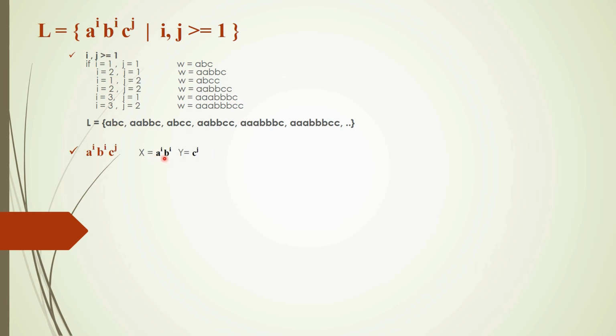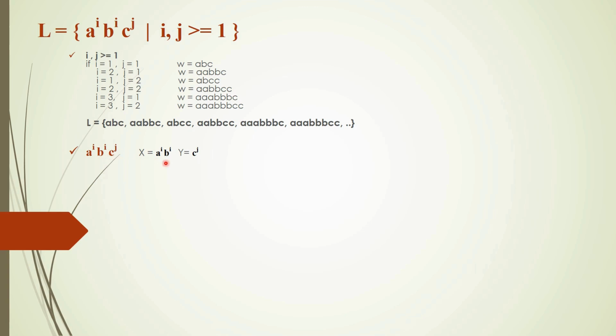So here you can see that by using the X and Y variables, we separate the I and J dependency. As A and B are dependent on I, we generate this using the X variable. Then we don't have any dependency related to J, so we generate the symbol C separately with the help of the Y variable. After designing this, we have to combine them, because A, B and C are part of a single string. So let's design a grammar for this.